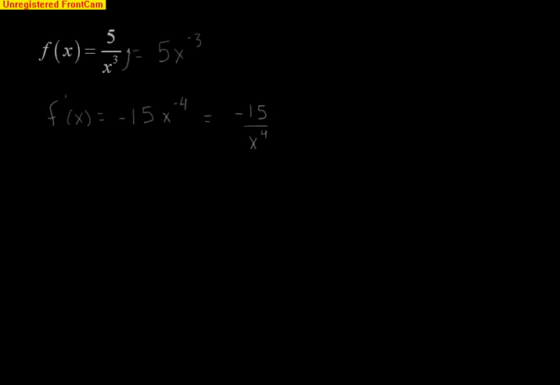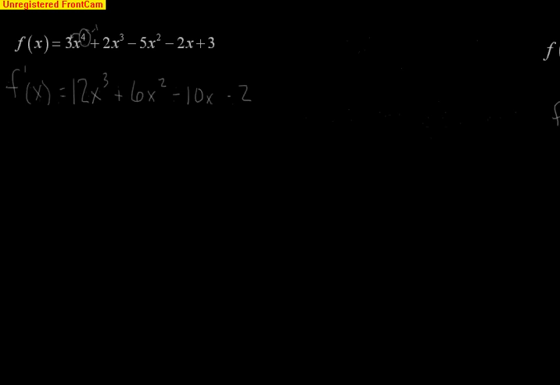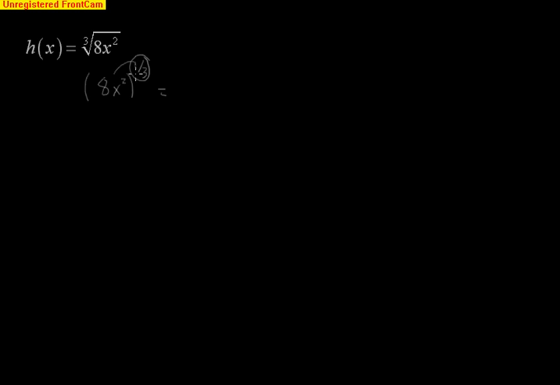And then looking at a couple more examples, we've got h of x is equal to the cube root of 8x squared. Again, the first thing we need to do is rewrite this as 8x squared to the 1/3 power, because the cube root and 1/3 power are the same. Then we have to distribute the 1/3 power. So the 1/3 goes to the 8 and to the x squared.